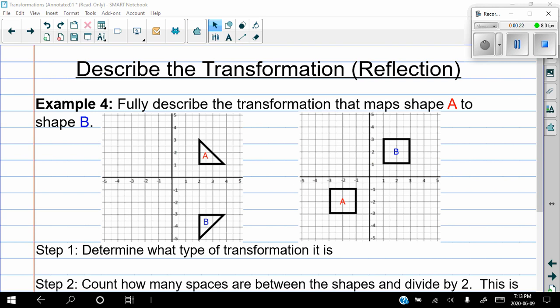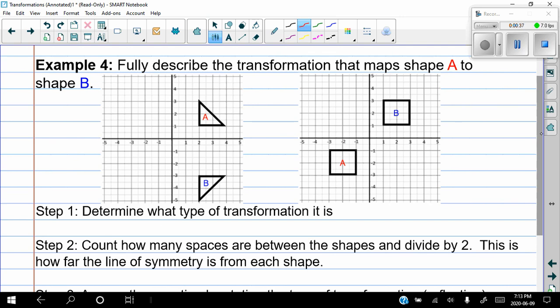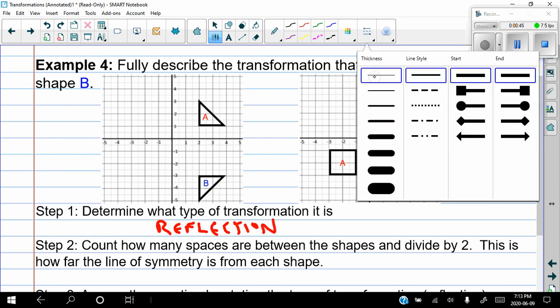Well, it's the same shape and same size, but the orientation looks like a mirror image, so we know that it's going to be a reflection. Also, it's the only one we've done so far. But knowing what kind of transformation it is is really going to help us out, because that'll get you your first mark by saying that it is a reflection. I'm just putting it there because we know it's going to be a reflection for both.